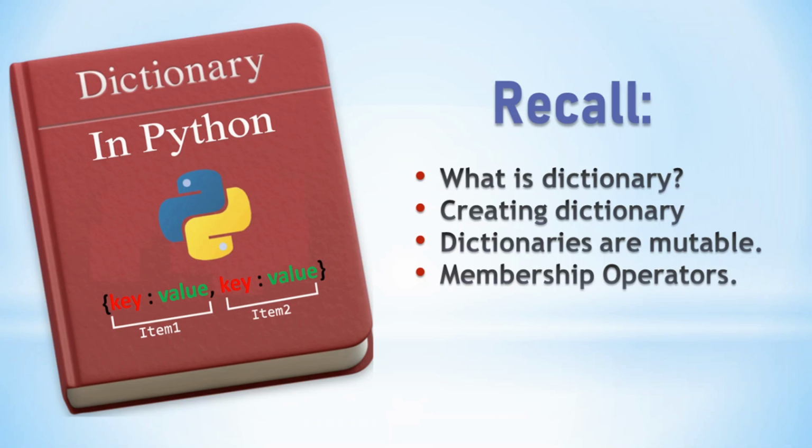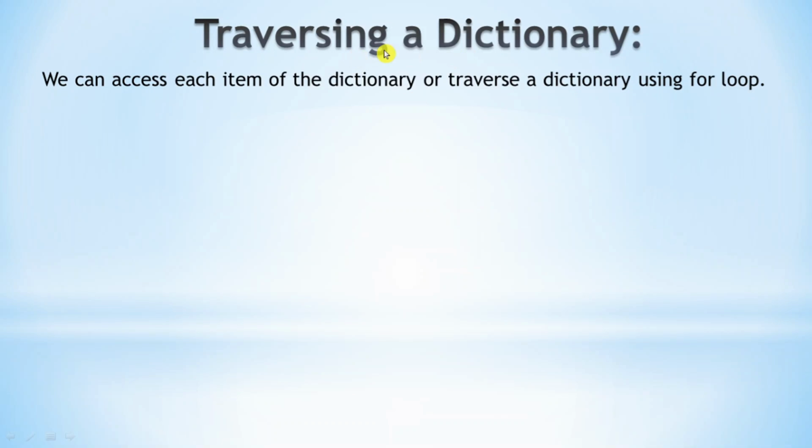Let's start today's session. First we are going to discuss traversing a dictionary. Traversing means accessing and processing each element from a collection of items. We can access each item of the dictionary or we can traverse a dictionary using the for loop. There are two methods to traverse a dictionary.